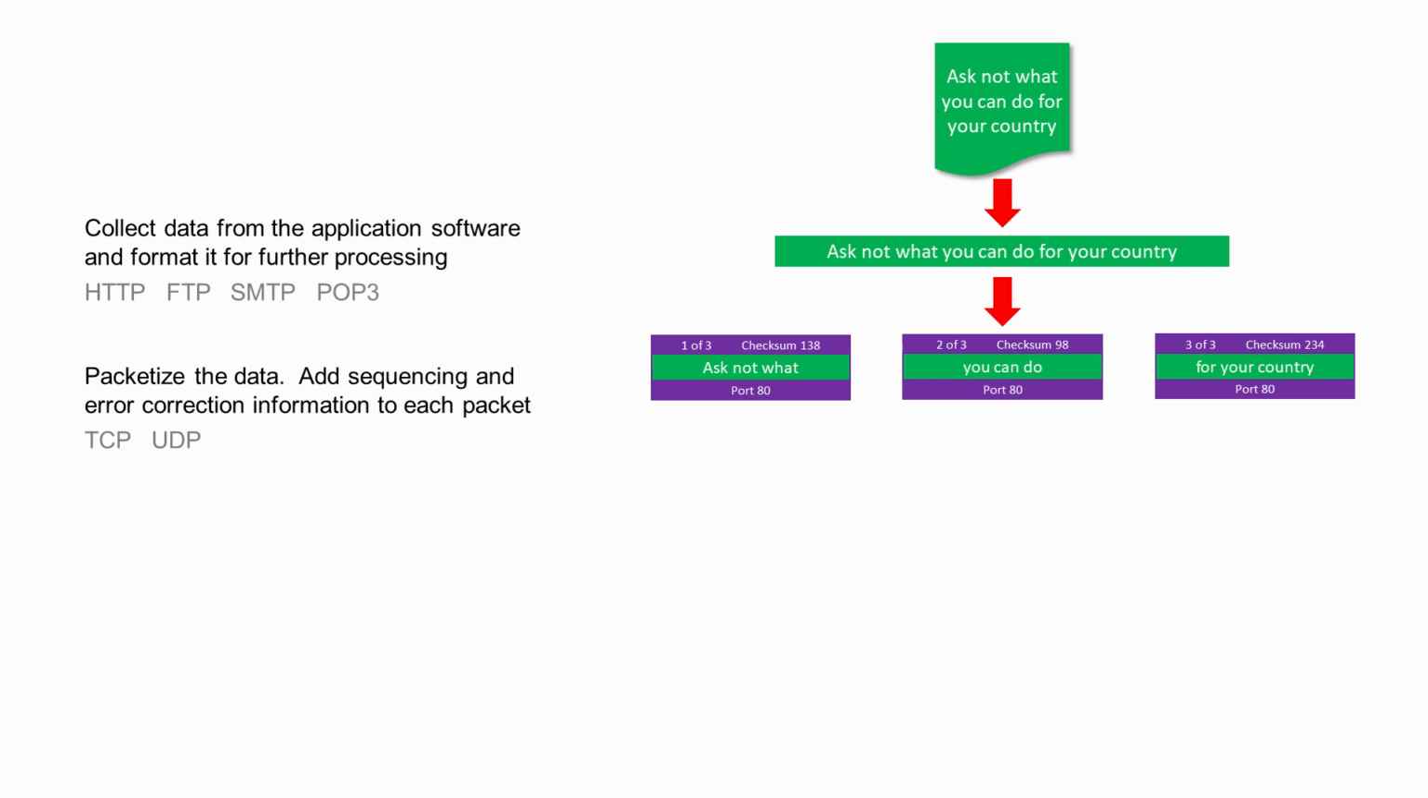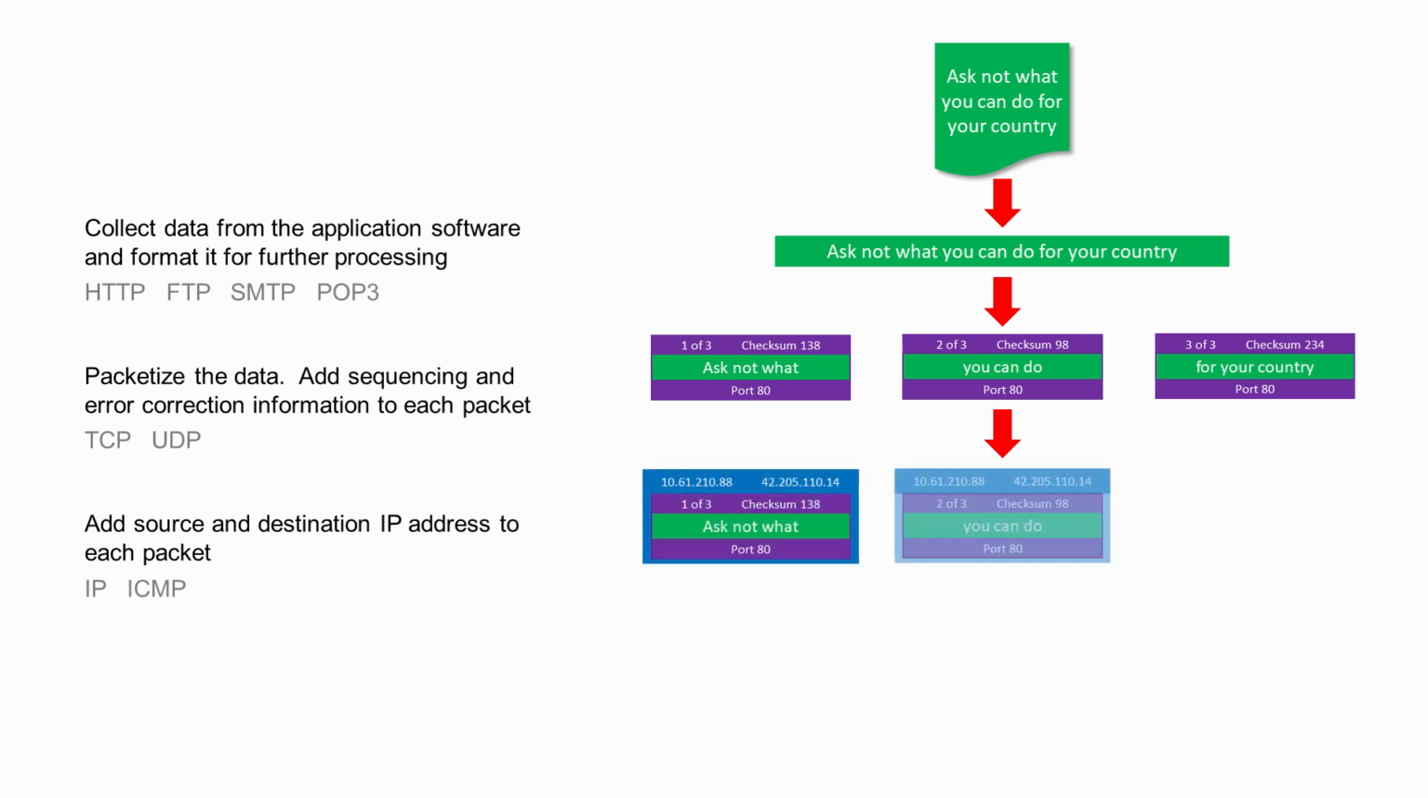Packetizing the data is the job of TCP. The source and destination IP addresses are added to each packet. This is essential information for the routers. IP addressing information is added by the Internet Protocol, IP, or ICMP if it's control information.